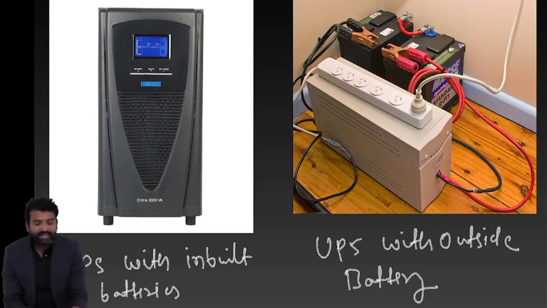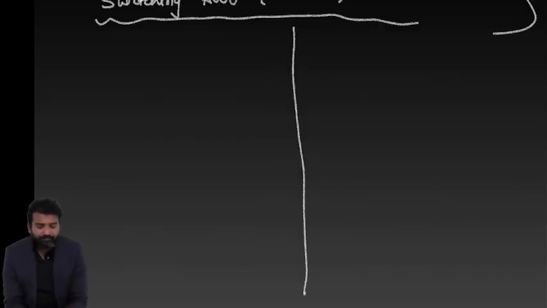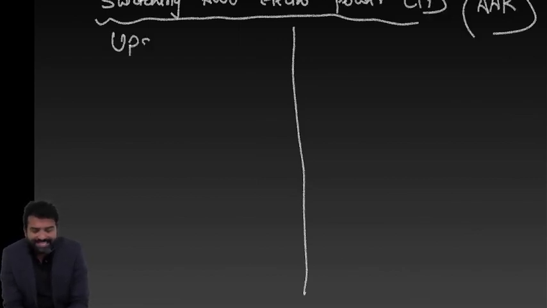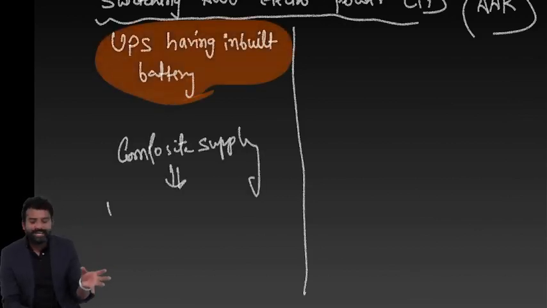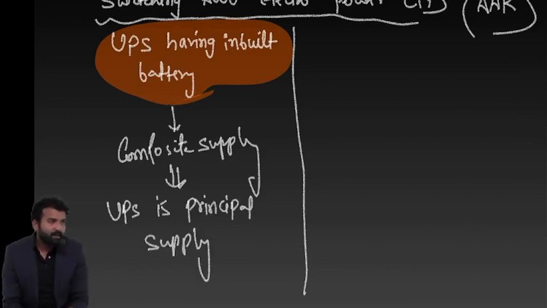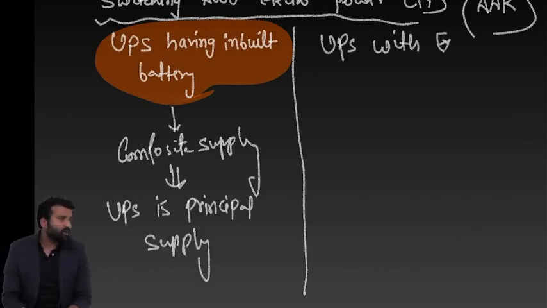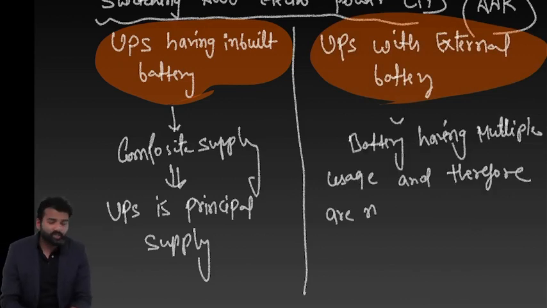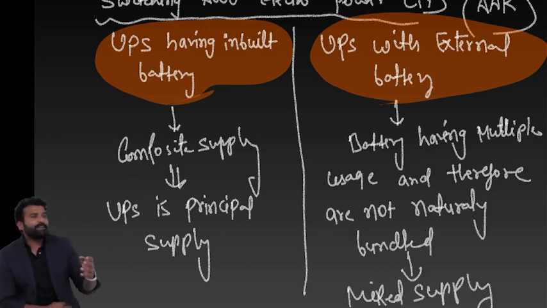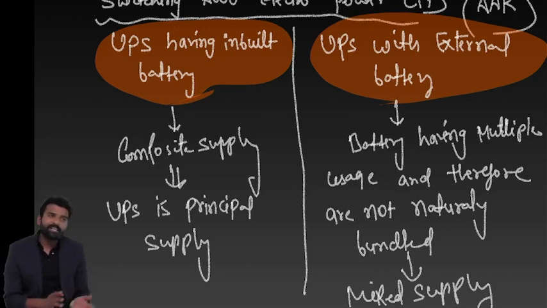So there is a clarification regarding this. There was a case, and the case was Switching Auto Electro Power Limited. This case says that if the UPS has an inbuilt battery, then of course the principal is UPS and the rate of UPS will be applicable. But if an inverter is supplied with an external battery, like you are buying an inverter and you are also getting an Exide or Amaron or any other battery, then UPS with external battery are two different supplies because they are not naturally bundled. Because the customer doesn't expect that if he is buying an inverter, then he will automatically get the battery. And the battery can be separately sold.